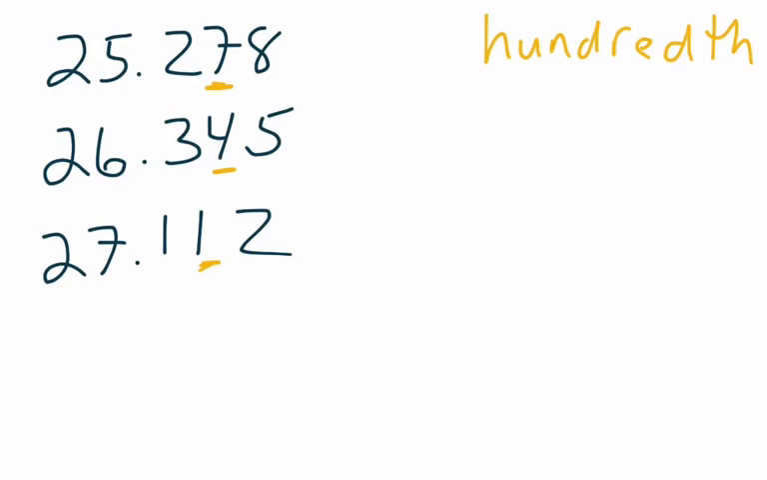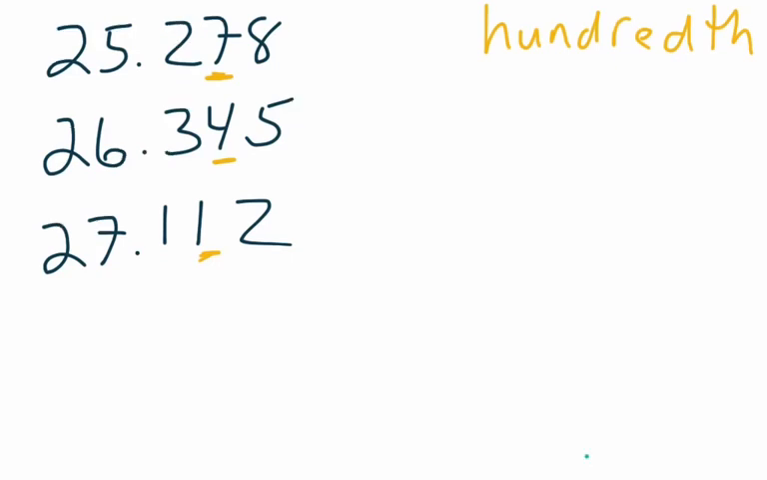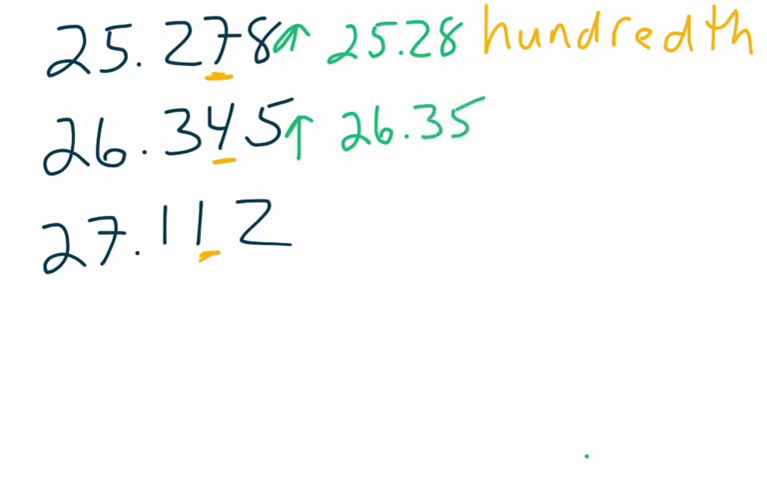So this one would round up because of the 8, so we would have 25.28. We kick it up. This one also rounds up because the 5 defaults to up, so 26.35. This one, though, is going to round down because it's a 2. So 27.11. And that's how your rounding works.